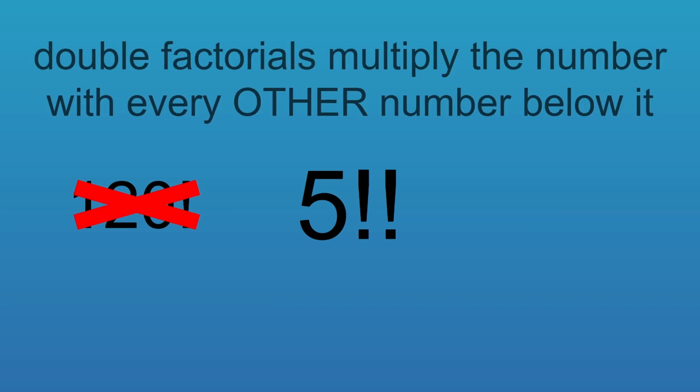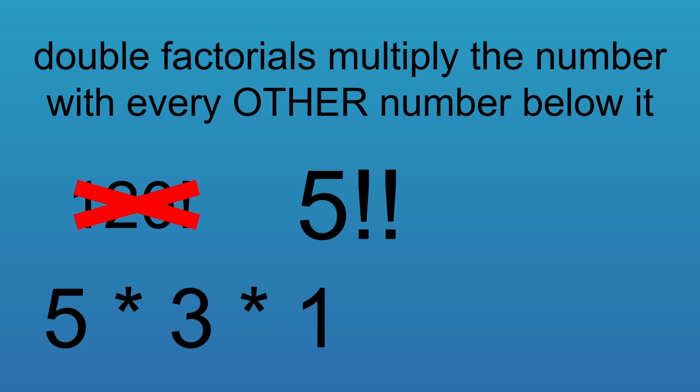Finally, something I can explain. This is not 120 factorial. That would be too big. Instead, double factorials multiply the number with every other number below it. So this is 5 times 3 times 1, or 15. Anyways, on to more numbers.